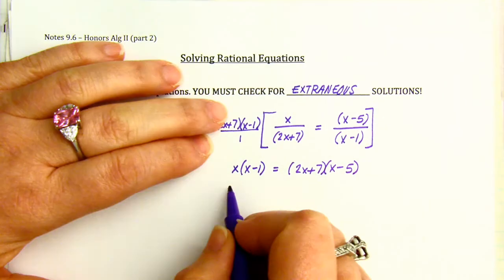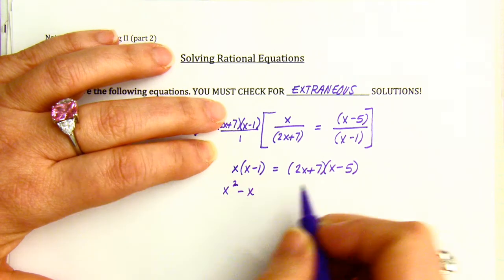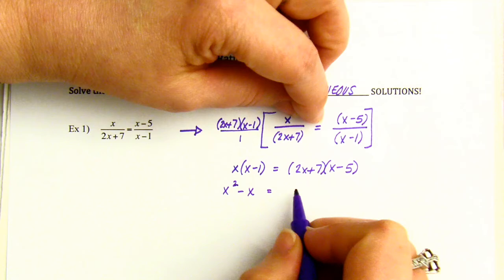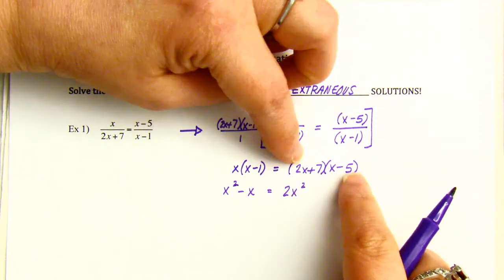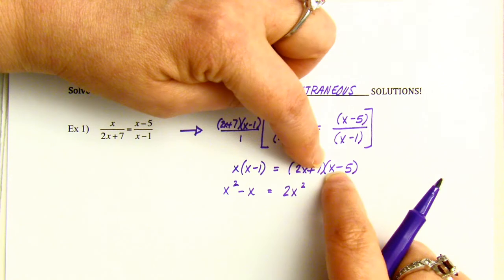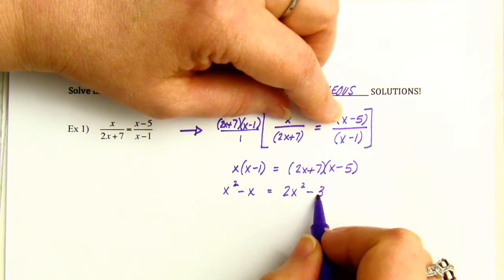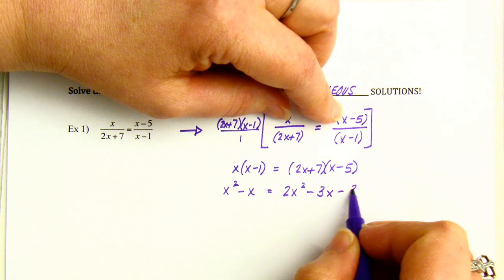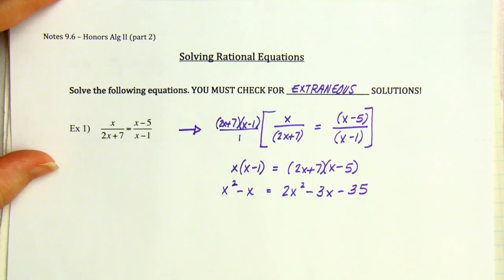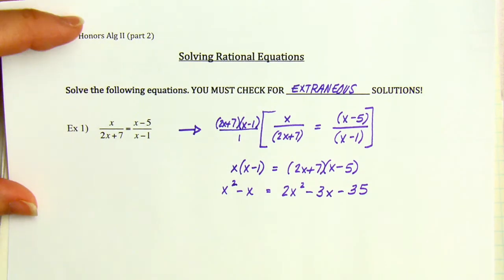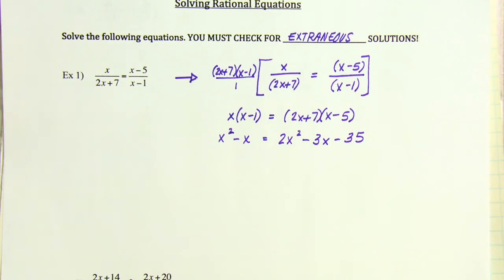Distribute. X squared, subtract x. FOIL, 2x squared. This is going to give me negative 10x plus 7x. Well, negative 10x plus 7x is negative 3x. 7 times 5 is 35. It's negative. Okay, so I did a little FOIL and combined like terms right away. I'm expecting that by now you should be able to do that as well and not have to write everything out. It takes you longer to write stuff out.